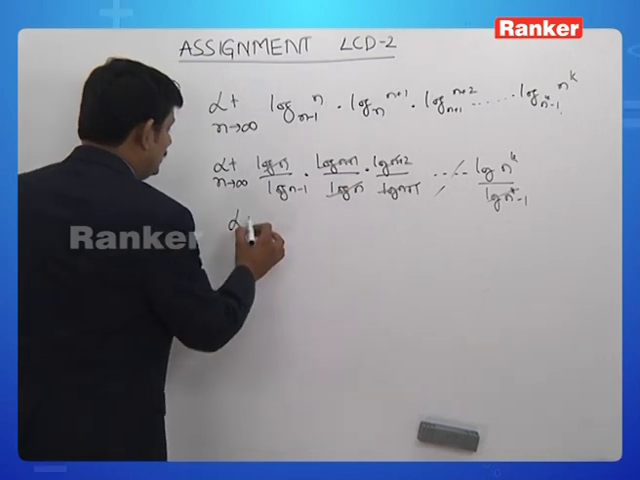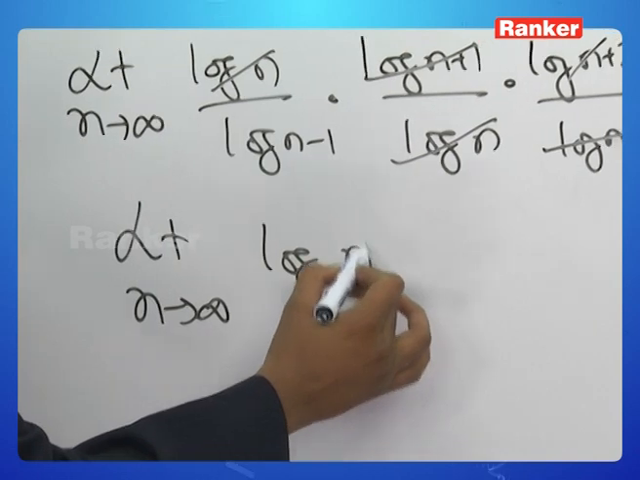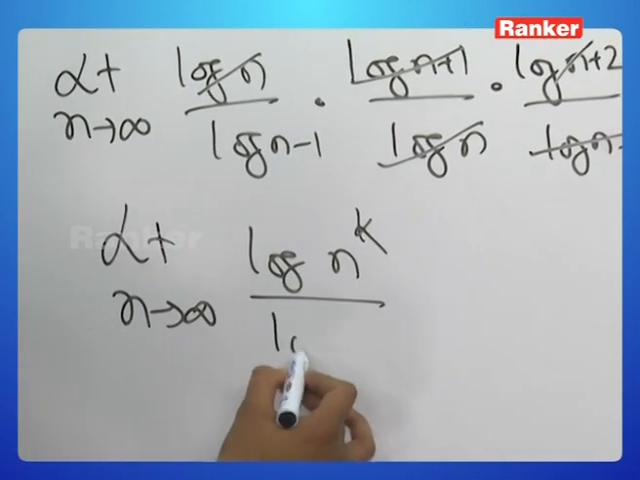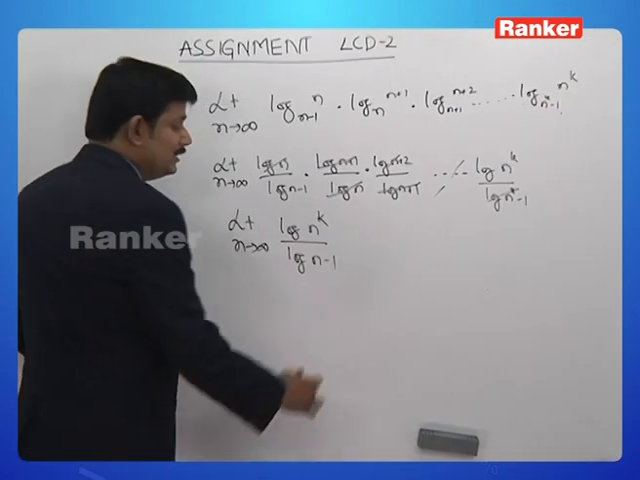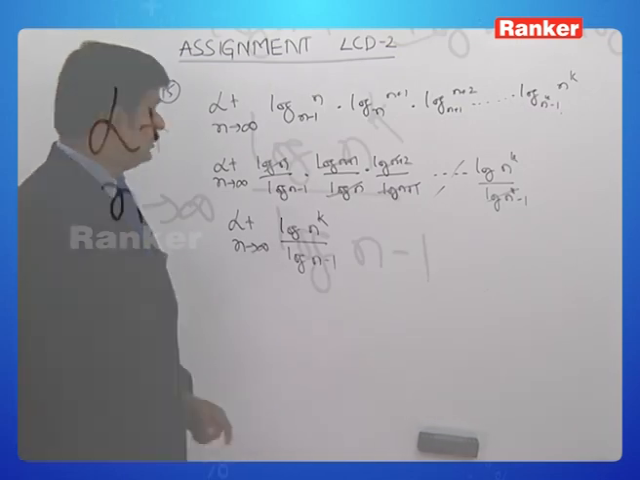So this limit is the limit as n tends to infinity of log of n power k divided by log of n minus 1. Now again we will use a small property of logarithms.